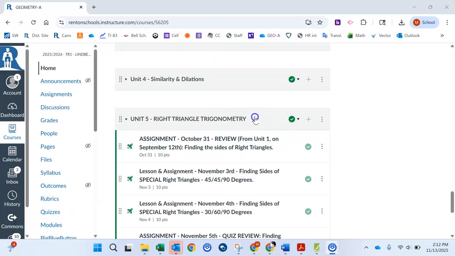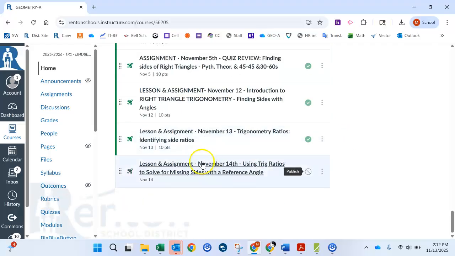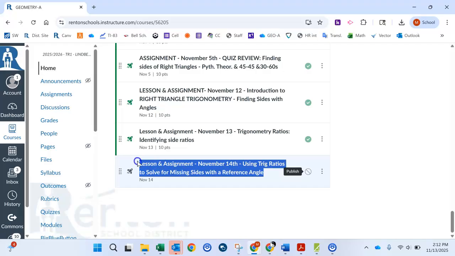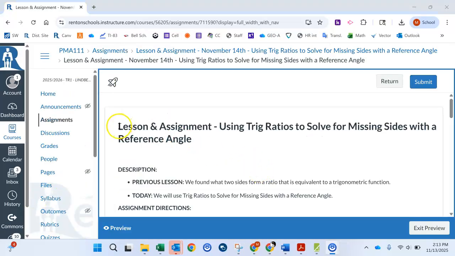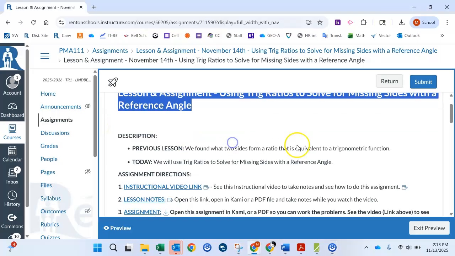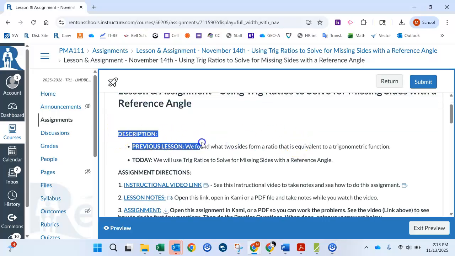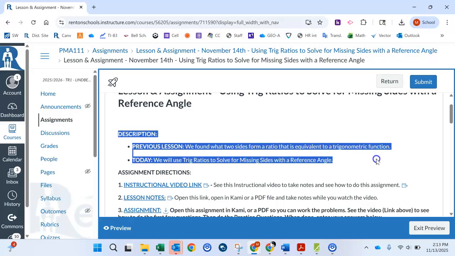Okay, today we are doing the next lesson in right triangle trigonometry. We are going to be doing this lesson right here, so please go ahead and open this assignment. When you open it, you will see this assignment here. This is what we've done before, the previous lesson, and this is what we're doing now.